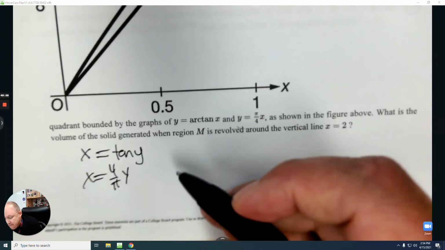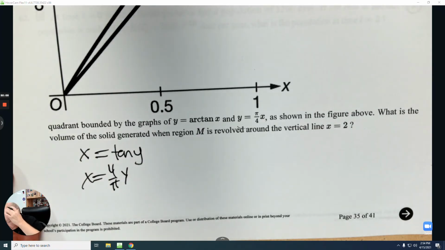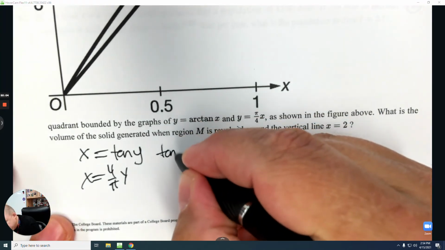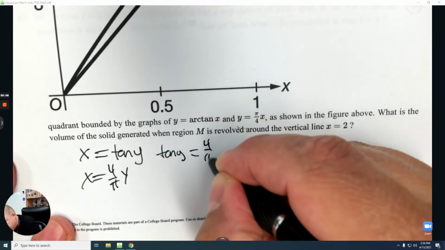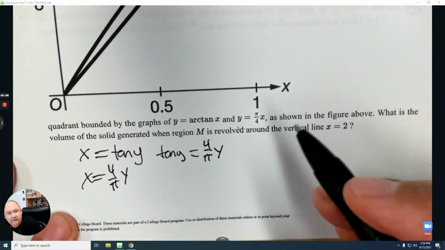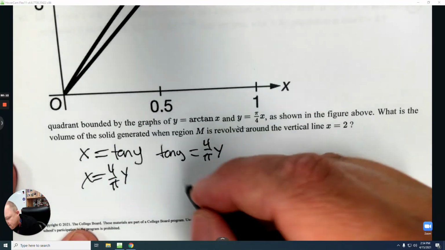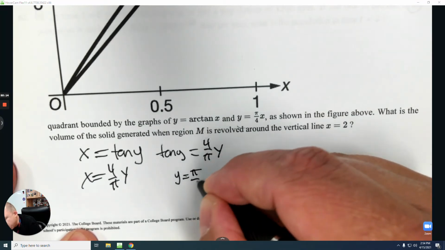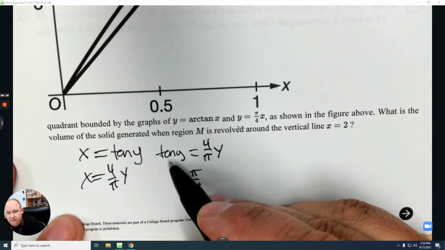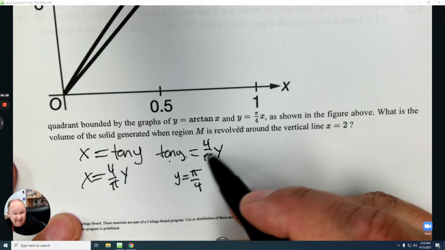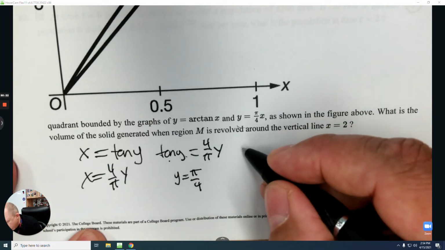Again, if you made them equal to each other, you could use your calculator to solve it because you have a calculator, so you can do that. Or you could recognize the answer is pi over 4, because the value of tangent at pi over 4 is 1. 4 over pi times pi over 4, the answer is 1. And so we're integrating.